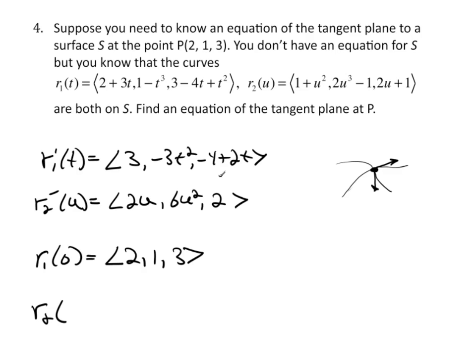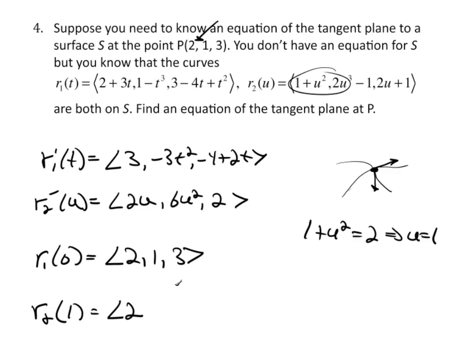Now for r2, I need to take a look at this, and really the easiest way to do it, I'm going to take this, say 1 plus u squared has to be equal to 2, because I need to be at that point. That would then imply, obviously, that u equals 1. So when u equals 1, what is everything else? I get 2. When u is 1, I get 2 minus 1, which is 1, and 2 plus 1, which is 3. So when u equals 1, it goes through this point.